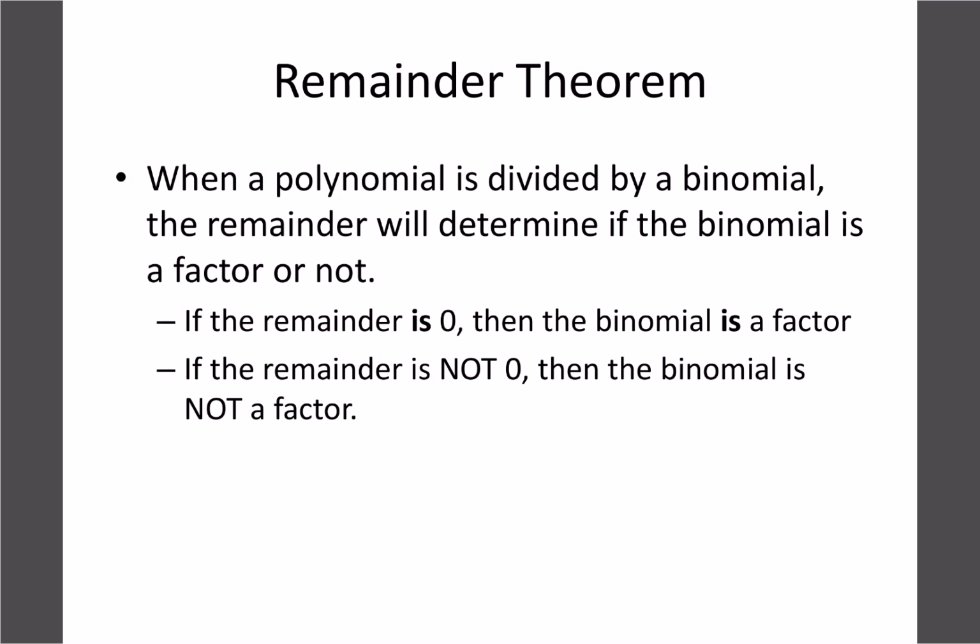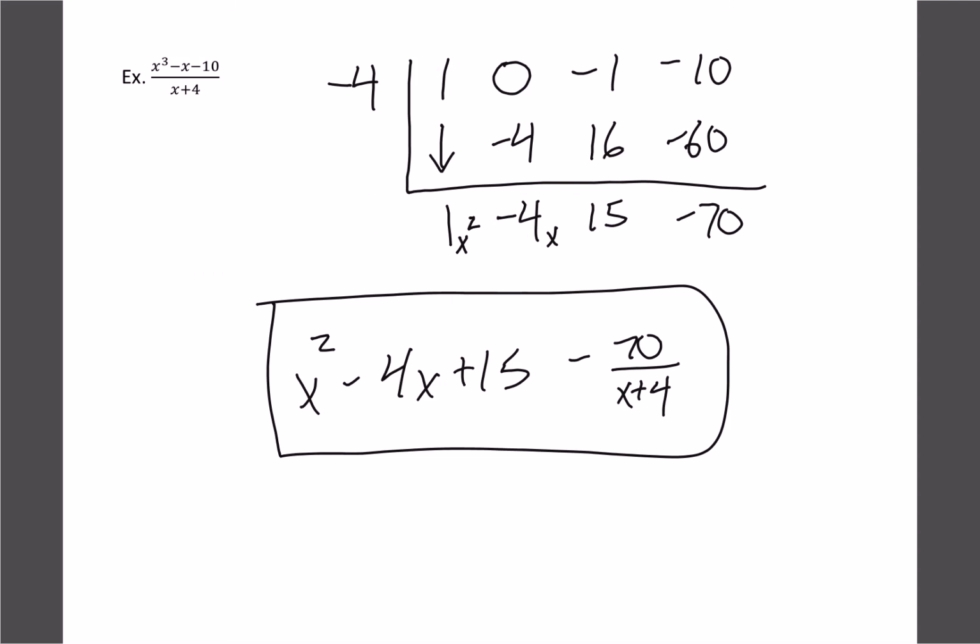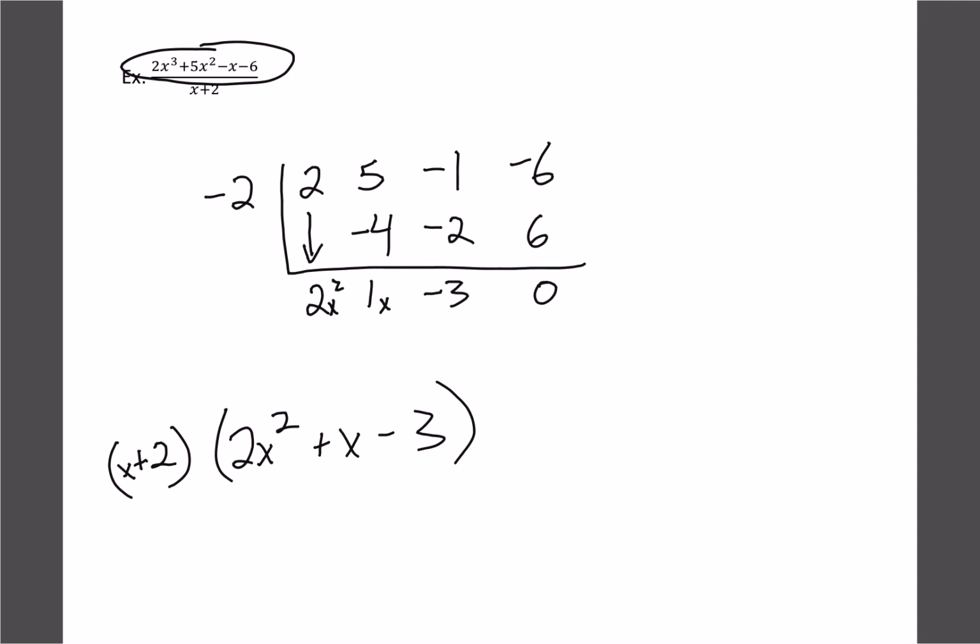Okay, so that brings us to the remainder theorem, and this is what's going to lead us into actually completing these things by factoring. So when we divide a polynomial by a binomial, the remainder is going to help us determine whether it's actually a factor or not. If we get 0 for a remainder, then that means that was an actual factor. If the remainder is not 0, then we didn't get a factor. So if we go back and look at these previous examples, this x plus 4 gave us a remainder of negative 70, so it's not a factor. But if we look at the previous one, we did get a remainder of 0, so that means this x plus 2 is indeed an actual factor.